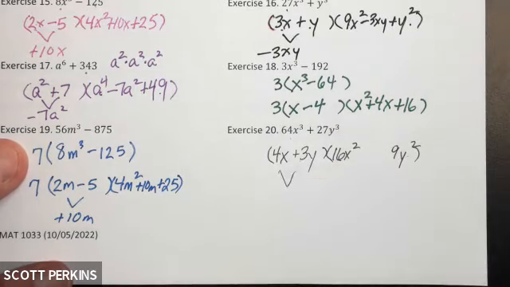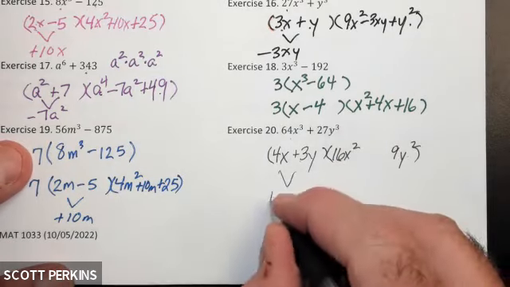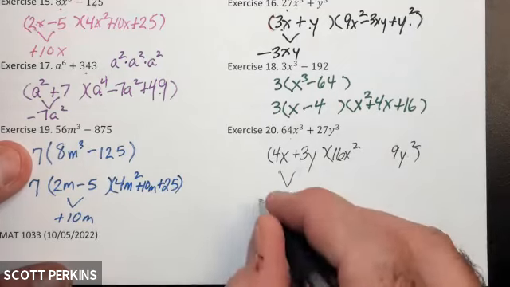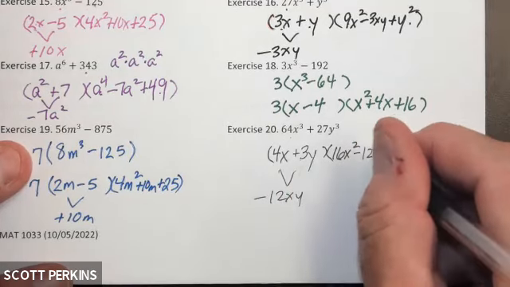Then I multiply these two things together. 4x times 3y is 12xy. Change the sign to negative 12xy.